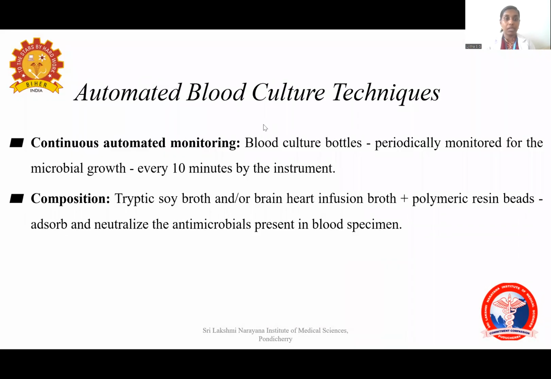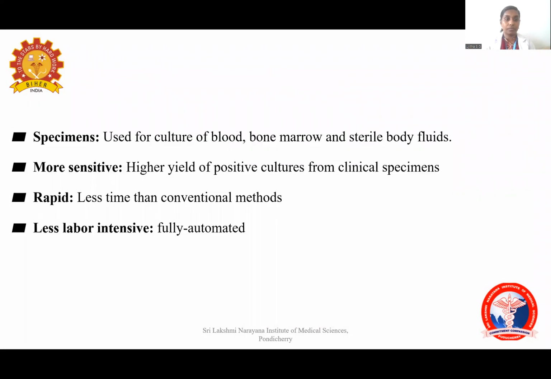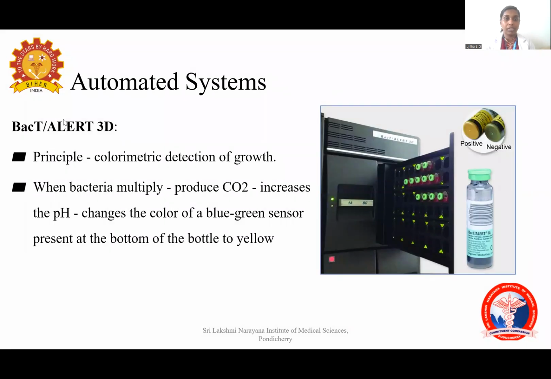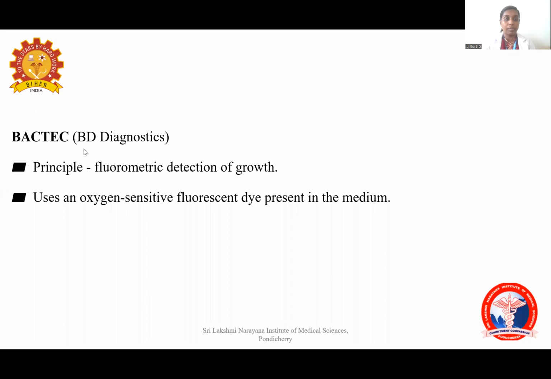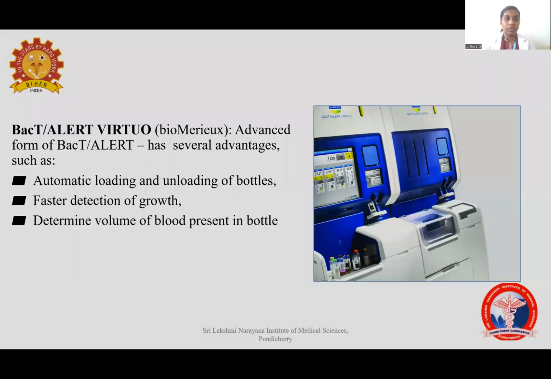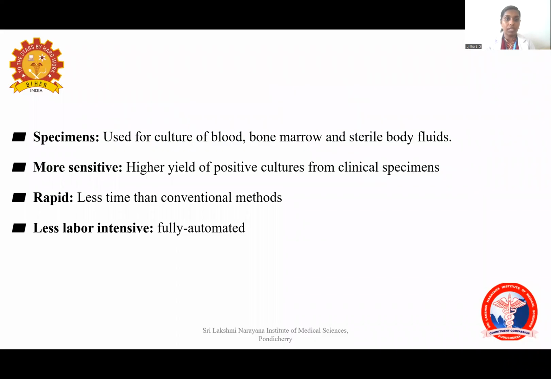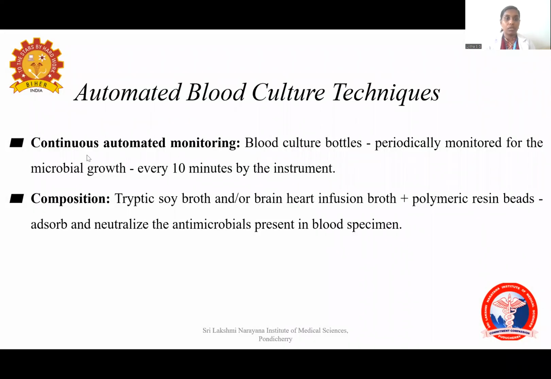Then there are certain automated blood culture techniques available. Examples are BacT/ALERT 3D and BACTEC by BD Diagnostics. All these are examples of automated blood culture systems. There is continuous monitoring of the blood culture tubes. In the conventional blood culture technique, there is no continuous monitoring. We will be doing the subcultures on alternate days, usually subculturing the blood culture on solid media.